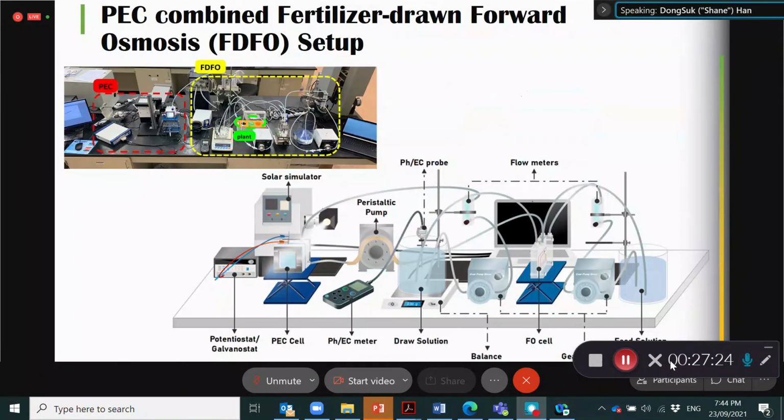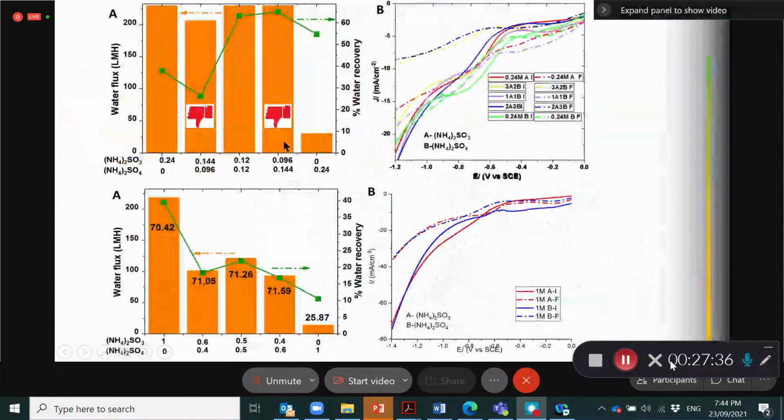This is the schematic of the experimental setup for the electrochemical system combined with fertilizer drawn forward osmosis. This is the FO system, and this is the fertilizer drawn forward osmosis system. This data is for the forward osmosis, and this data for the electrochemical system. A good performance criterion for the FDFO process is a higher value of water flux and water recovery. So 3 cases would be candidates for good conditions when you use different ratios of ammonium sulfide and sulfate. With a similar condition and a different ratio, in the FO system, we get certain results.